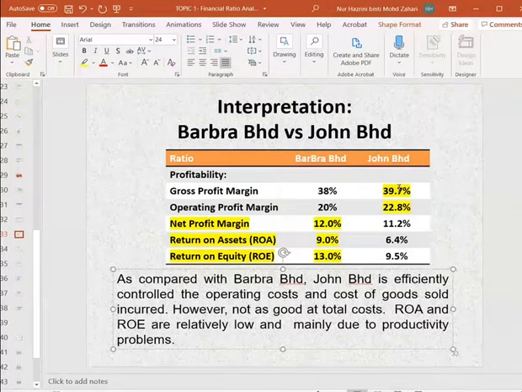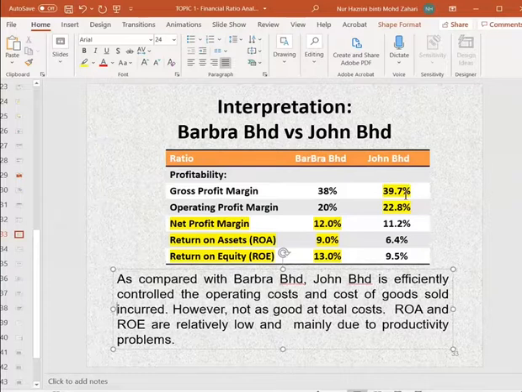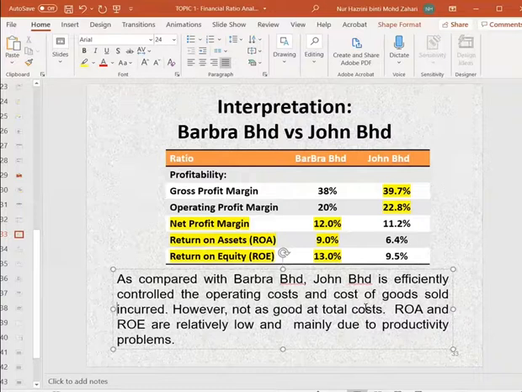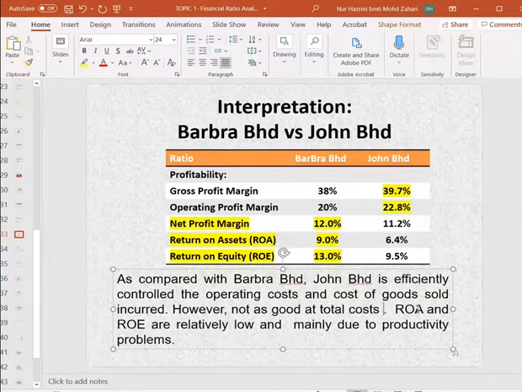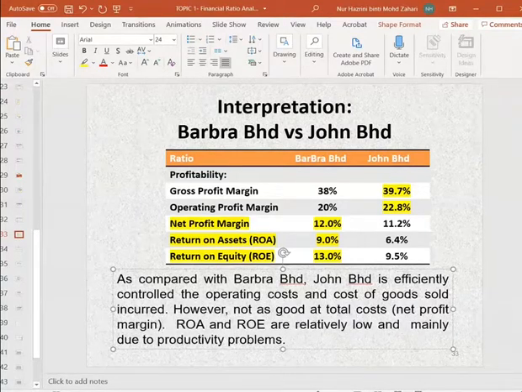So here John makes 39.7 cents of gross profit from 1 ringgit of sale, but Barbara only makes 33 cents from 1 ringgit of sale. So John is better in controlling their cost of goods sold. However, not as good as total cost. So total cost, we are talking about the net profit margin. To get the net profit, from the gross profit, we will have to minus all the costs first before we get the net profit margin.